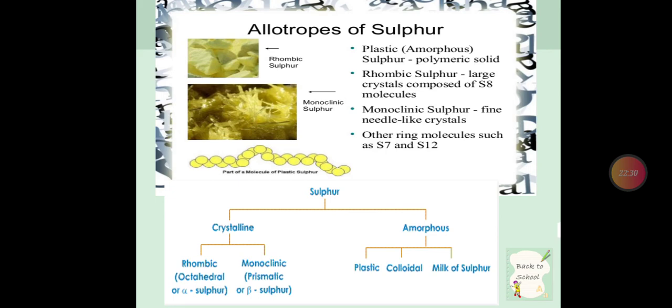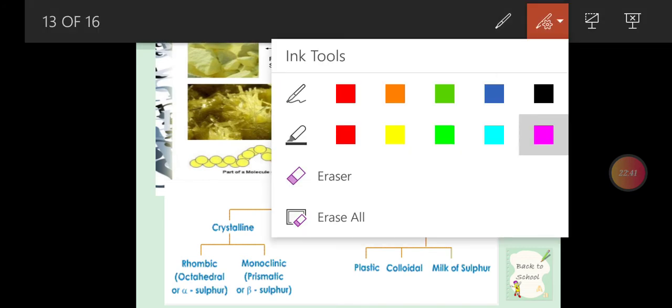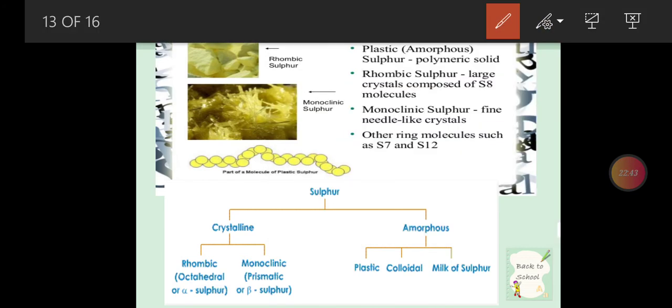Allotropes of sulfur. Once again, the allotropes of sulfur are categorized in both forms, crystalline as well as amorphous. In crystalline we have rhombic and monoclinic sulfur, whereas in amorphous we have plastic, colloidal or milk of sulfur. So it means the sulfur allotropes are present in both forms of solids, crystalline as well as amorphous.